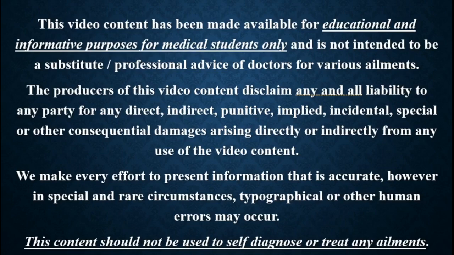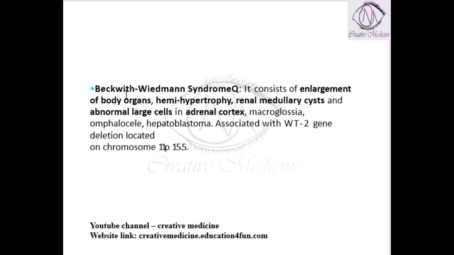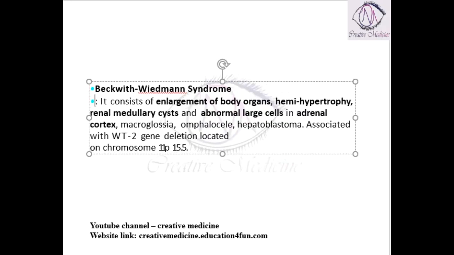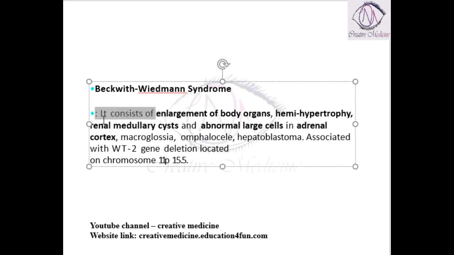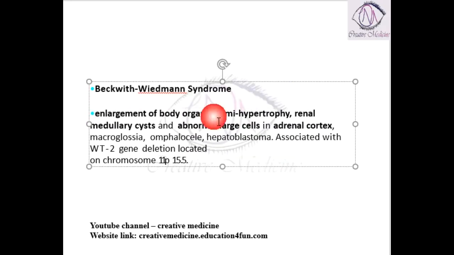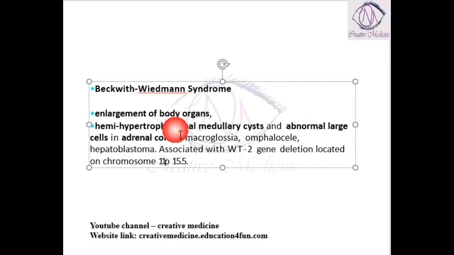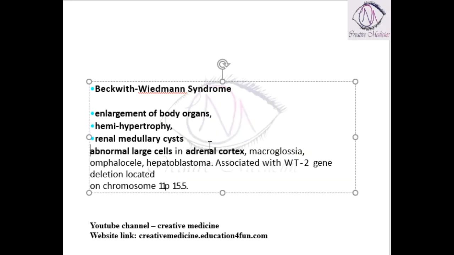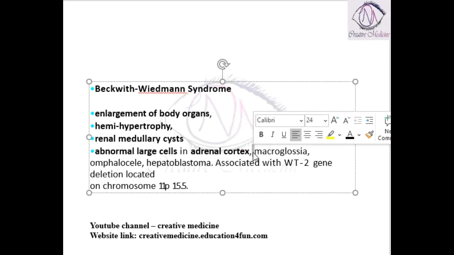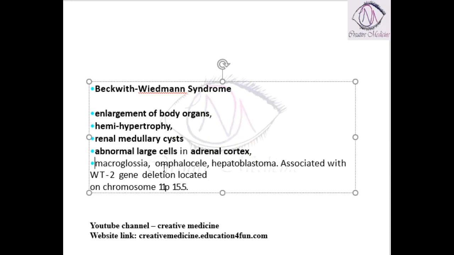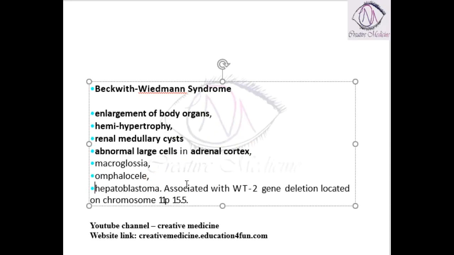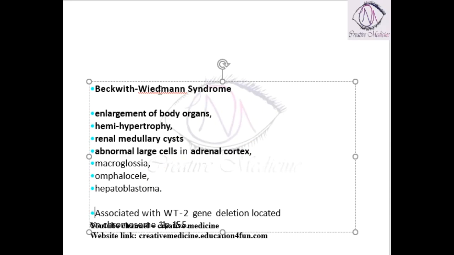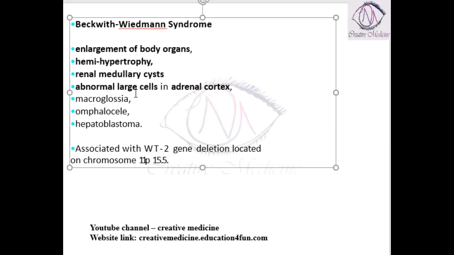In this lecture, we will learn about Beckwith-Wiedemann syndrome. In Beckwith-Wiedemann syndrome, there is enlargement of body organs with hemihypertrophy, and renal medullary cysts are seen. There are also abnormal cells seen in the adrenal cortex, with macroglossia, omphalocele, and hepatoblastoma. So these are the main features.